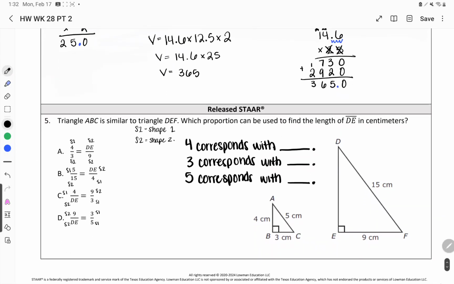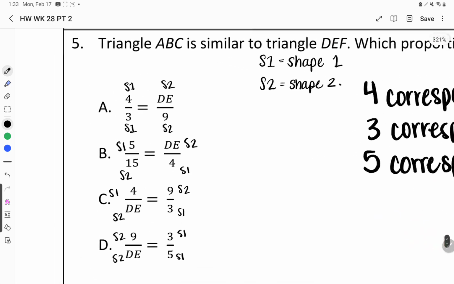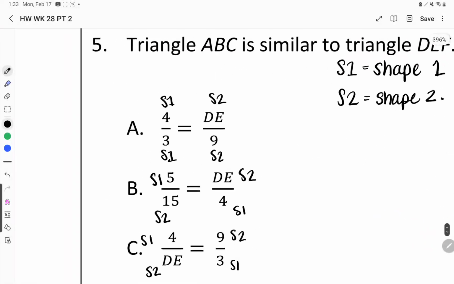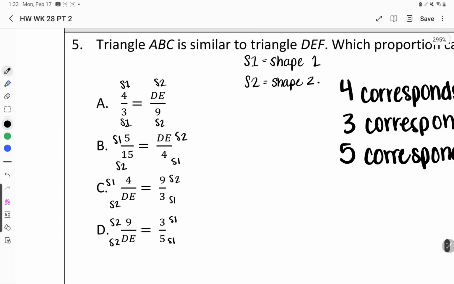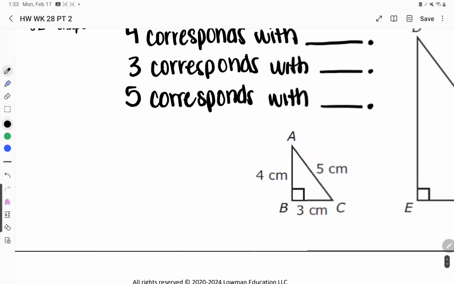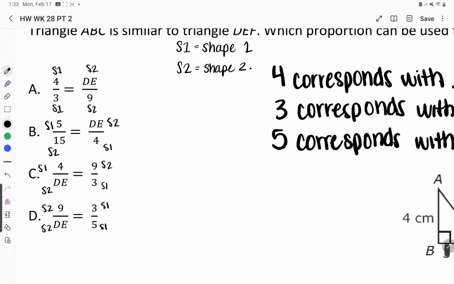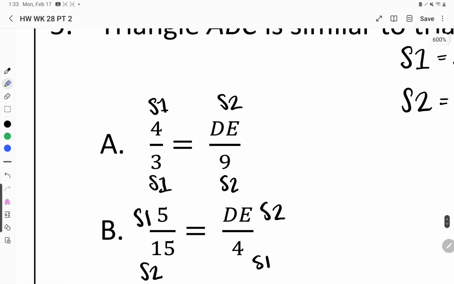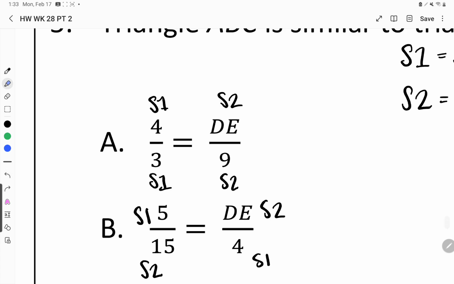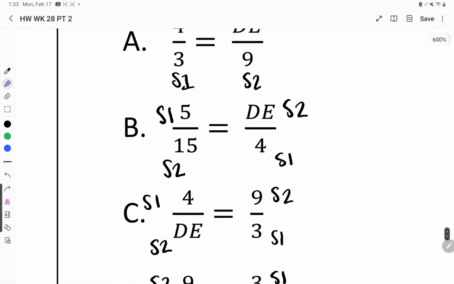Okay, so for this one it says triangle ABC is similar to triangle DEF. Which proportion can be used to find the length of DE in centimeters? Okay, so it wants me to go through and set up these proportions. Now, already for you, I went through and I said, okay, 4 is on shape 1, 3 is on shape 1, DE is on shape 2, and 9 is on shape 2. And remember, these either have to be the same going across or they have to be the same going up and down. If they're not the same, then we can automatically mark those off.